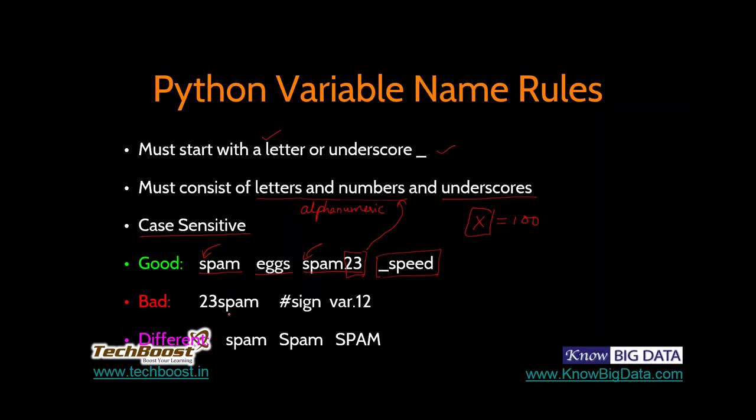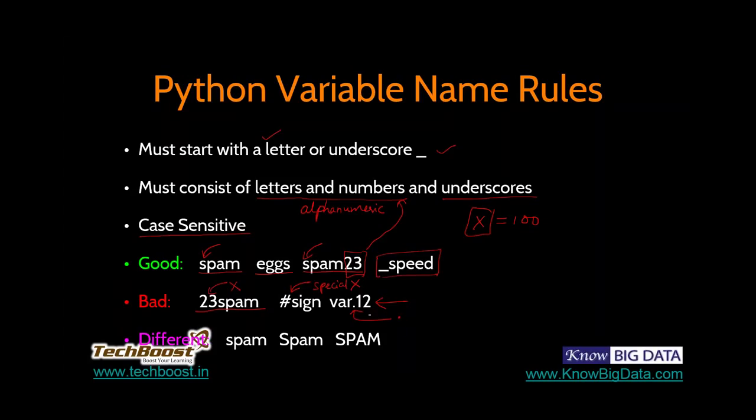Let's see some bad variable names which should not be followed. This particular variable name starts with a number and it is not valid. This particular variable name, with a hash sign, starts with a special character and again this is not valid. The third one is also not valid because it has a dot character in it.